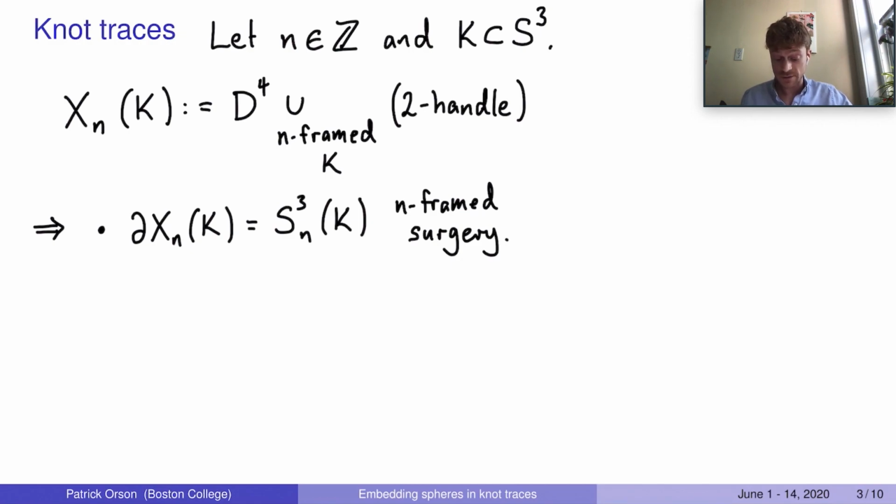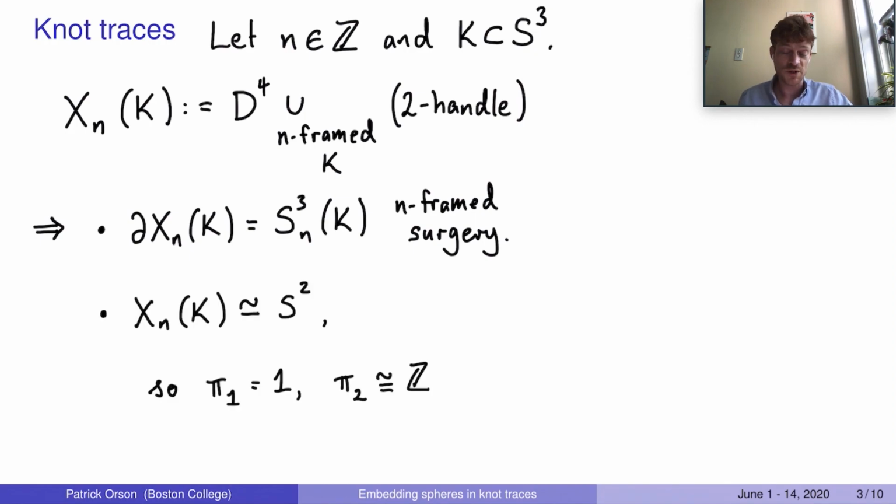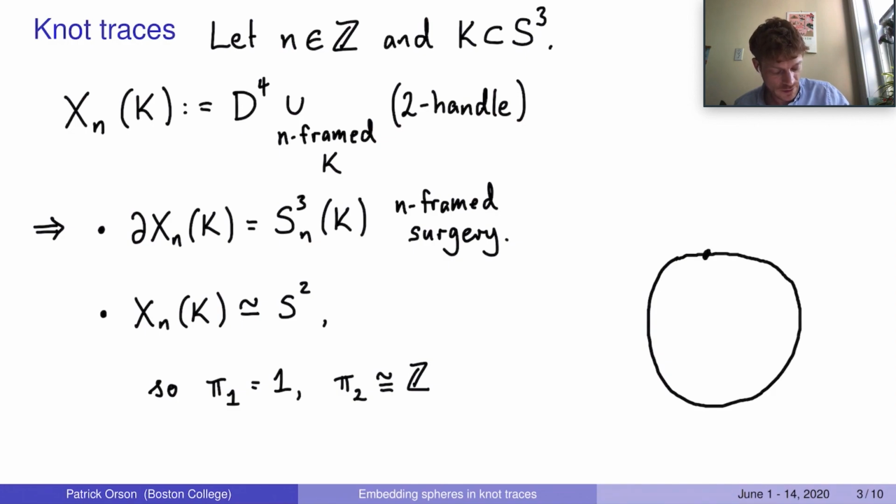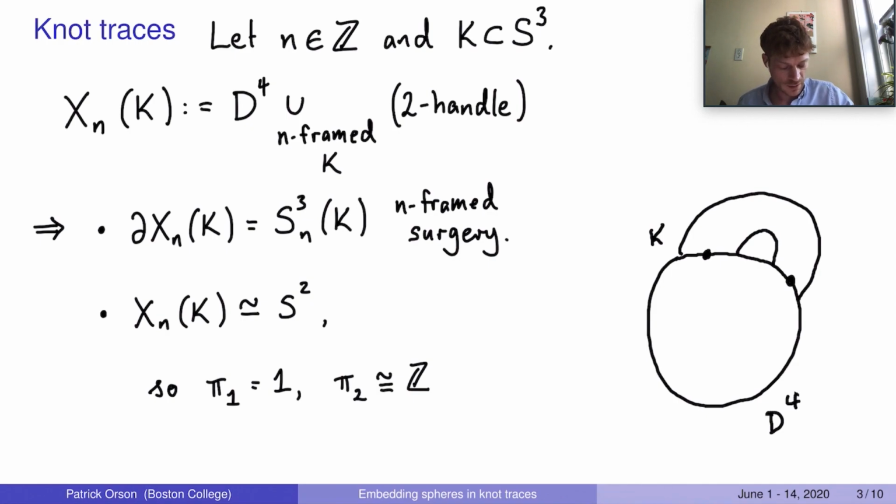But actually, homotopically, this is a very simple manifold. A two-handle is at its core a two-disk. So I've attached a two-disk to a contractible manifold. So this is a sphere, essentially, up to homotopy. It has first homotopy group trivial and second homotopy group Z. So here's the schematic I'm thinking about. Here's the knot on the boundary. This is a D4. And here's the knot, and it's a schematic of the handle. And the idea is that the handle has this core D2.